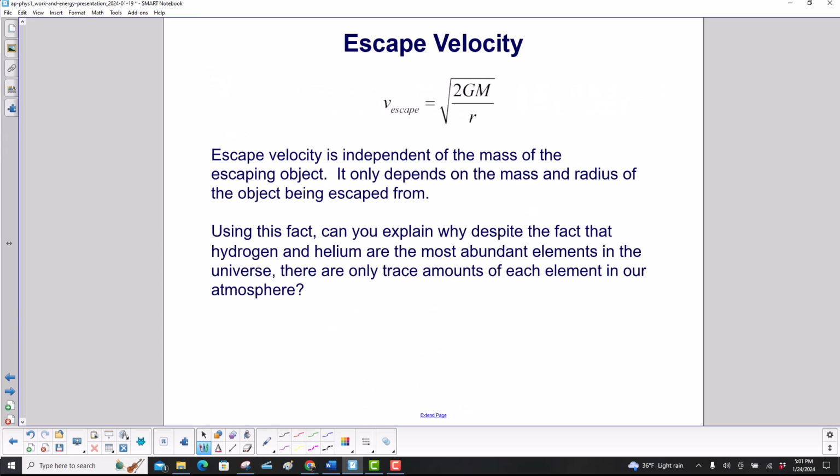Escape velocity is independent of the mass of the escaping object. It only depends on the mass and radius of the object being escaped from. So in this case, we're talking about Earth. Using this fact, can you explain why, despite the fact that hydrogen and helium are the most abundant elements in the universe, there are only trace amounts of each element in our atmosphere?